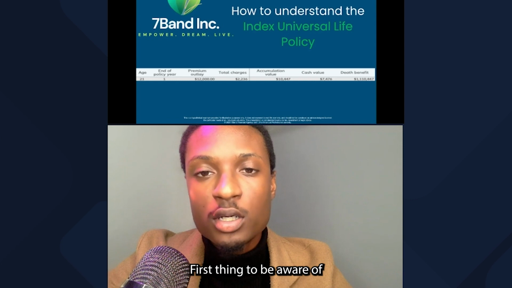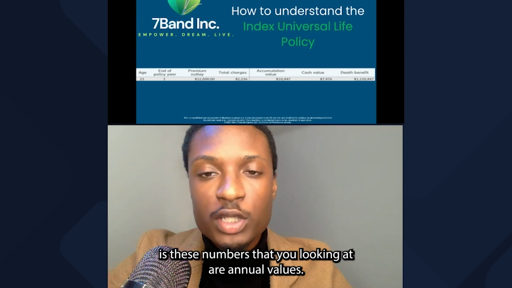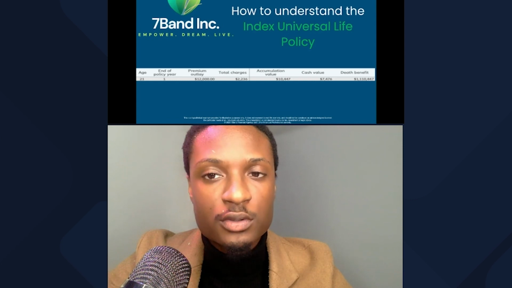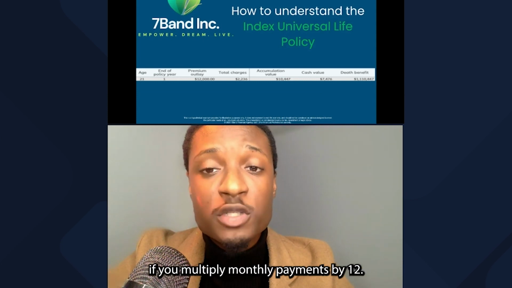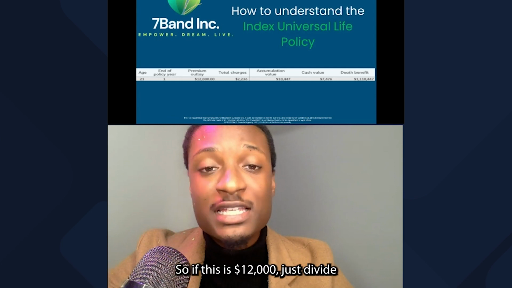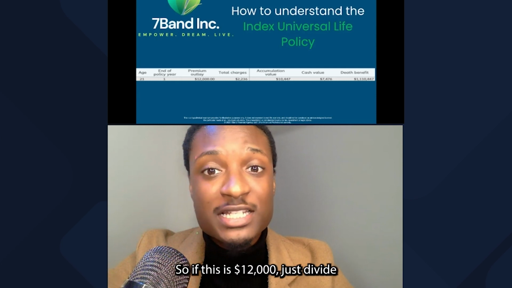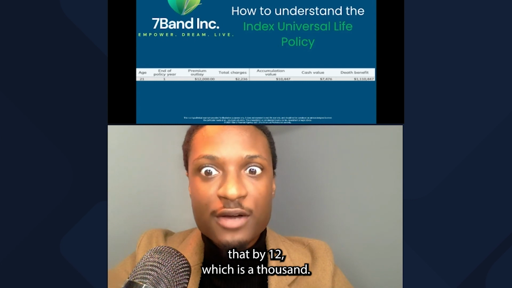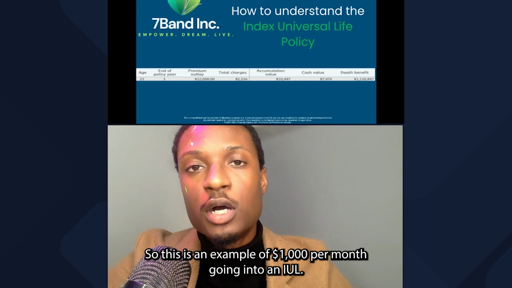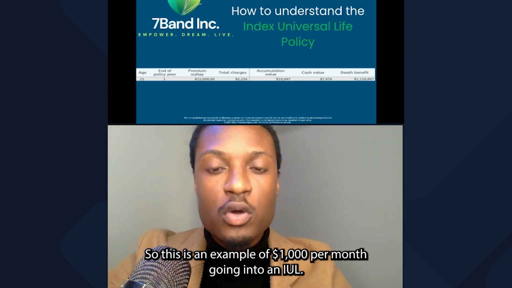First thing to be aware of is these numbers that you're looking at are annual values. That just means they're the value if you multiply monthly payments by 12. So if this is 12,000, just divide that by 12, which is 1,000. So this is an example of $1,000 per month going into an IUL.